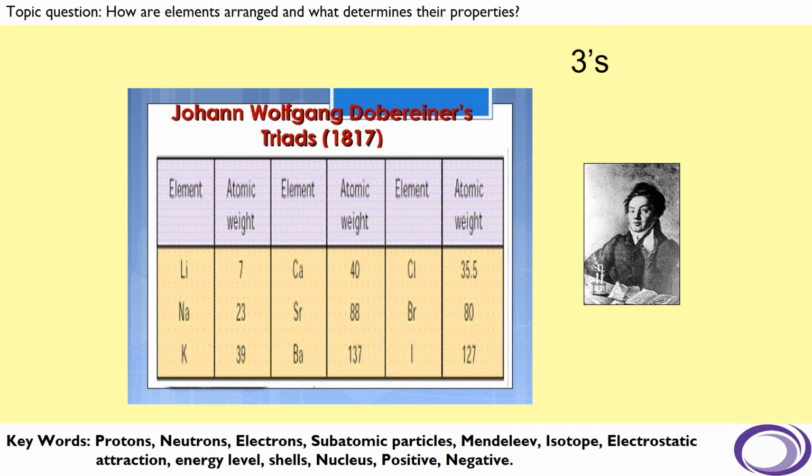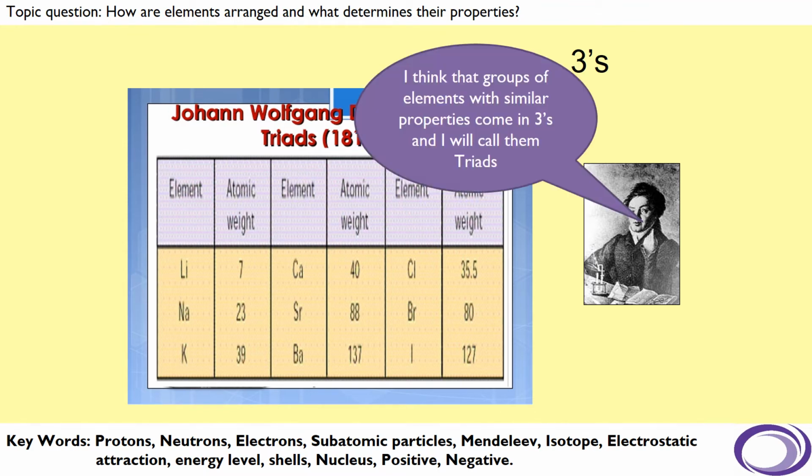The first scientist we're going to briefly look at is Dobereiner, and he organised the elements into triads, which is groups of 3. And those groups of 3 had similar chemical properties. So they would all react in similar ways with oxygen, with acids. They had similar properties, and he called them his triads.